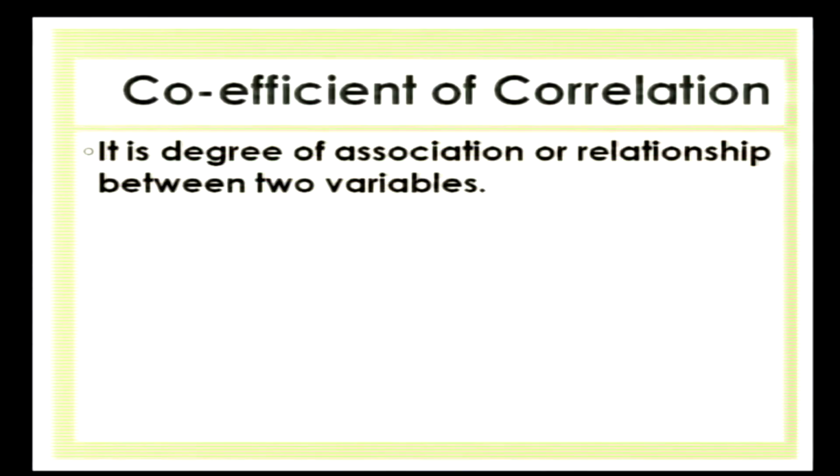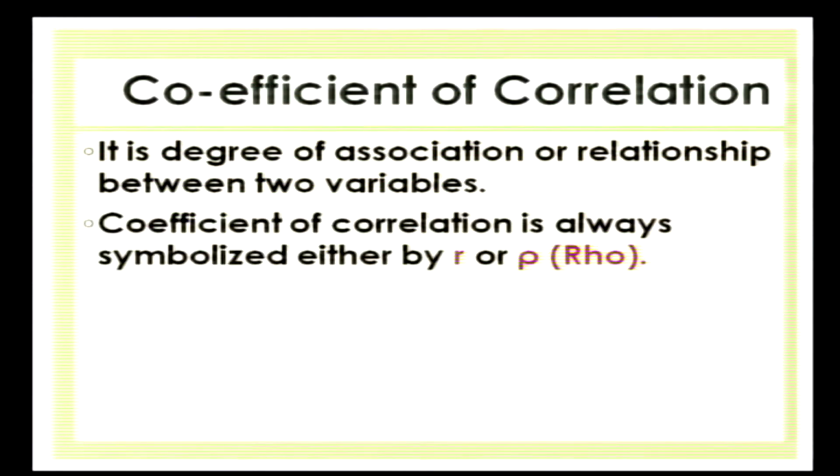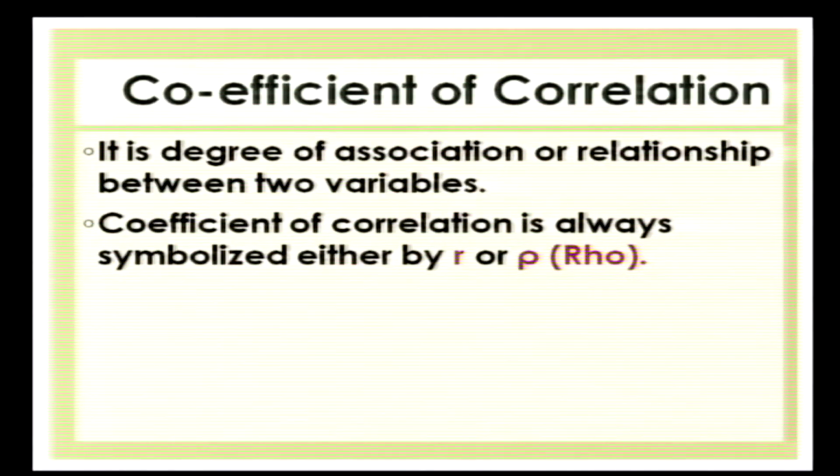When we talk about the degree of correlation, when we talk about the score or a value which can reflect the level or degree of correlation, we are actually talking about the coefficient of correlation. So what is the coefficient of correlation? It is the degree of association or relationship between two variables. And the coefficient of correlation is generally symbolized either by small r, or by the Greek letter rho.